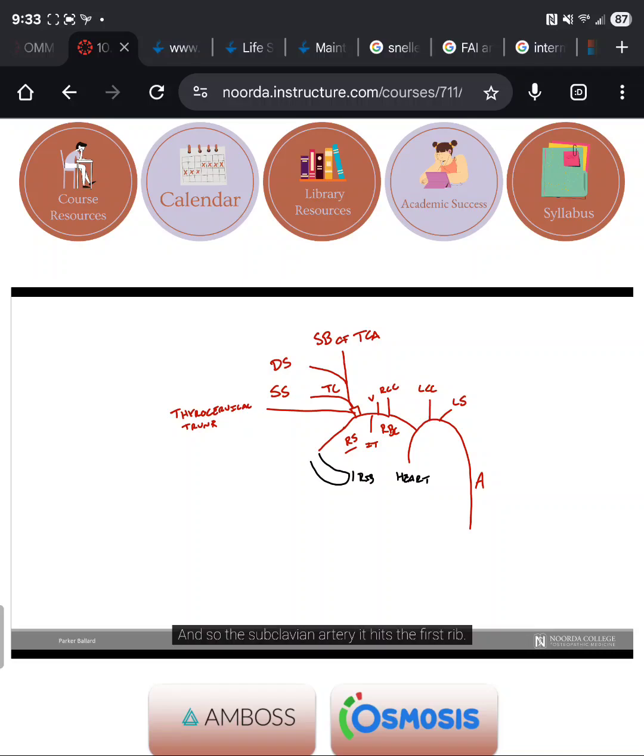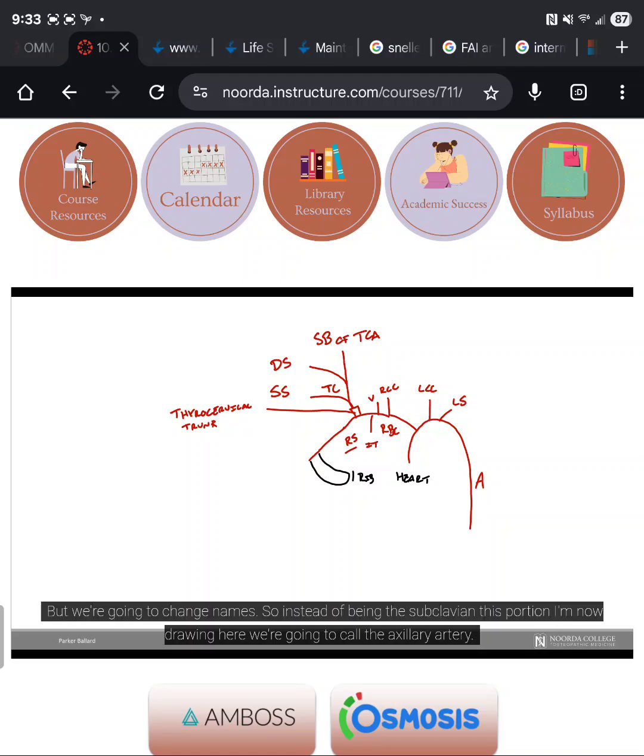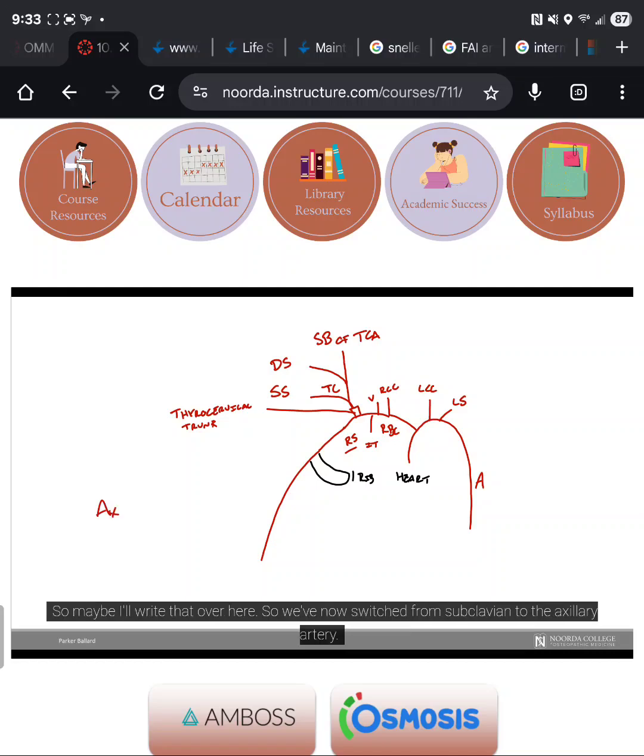And so the subclavian artery hits the first rib, and then once it gets to the lateral border of that rib, it's the same tube, but we're going to change the name. So instead of being the subclavian, this portion I'm now drawing here, we're going to call the axillary artery. So maybe I'll write that over here. So we've now switched from subclavian to the axillary artery.